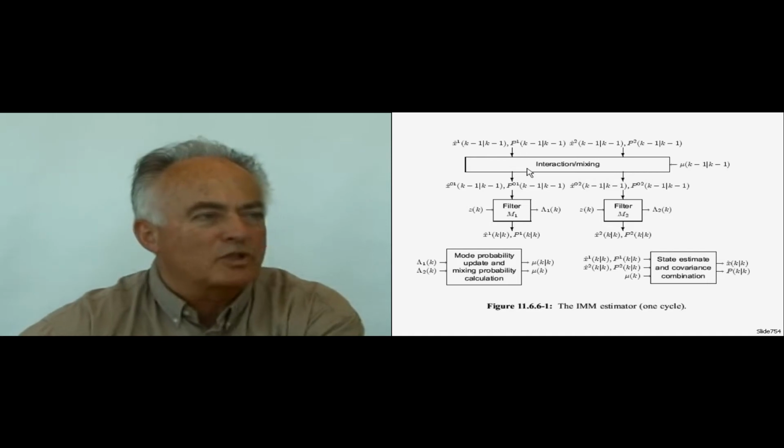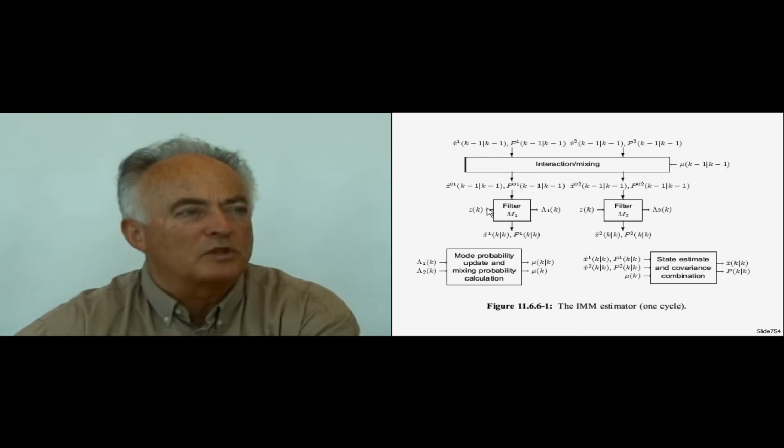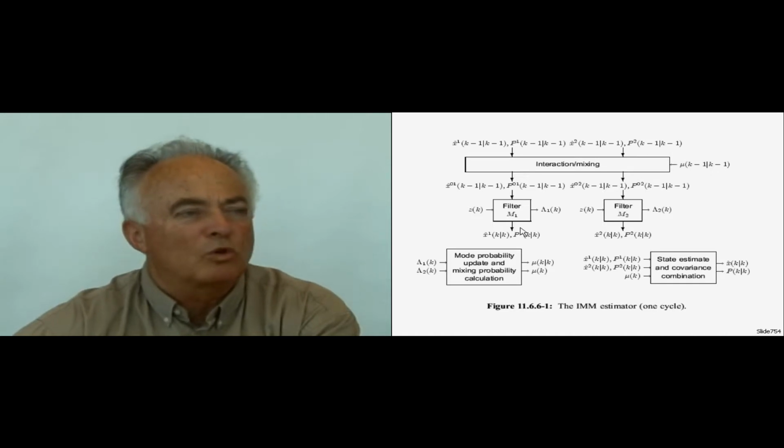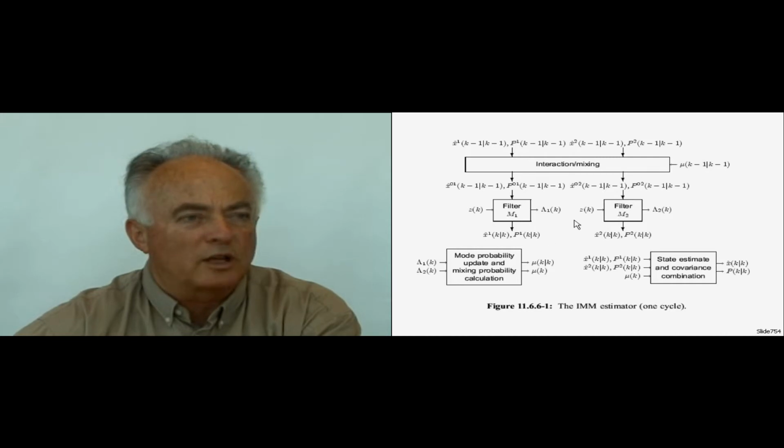So, to describe one cycle, there is a filter matched to mode M1 and a filter matched to mode M2. You get a measurement. With an initial condition x super 0 1 for the filter matched to mode 1 and the initial condition x super 0 2 for the other, we initialize each filter at the beginning of the cycle, and they put out mode-conditioned estimates for the end of the cycle, x hat 1 kk, x hat 2 kk. Each puts out a likelihood function. These likelihood functions go into the mode probability update and mixing probability calculation.